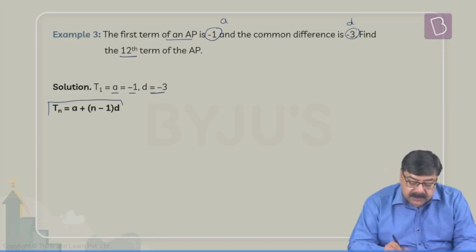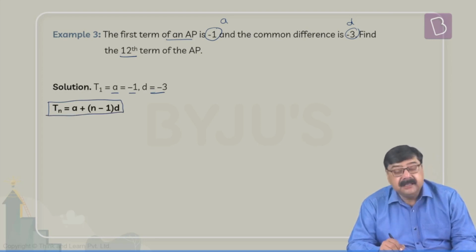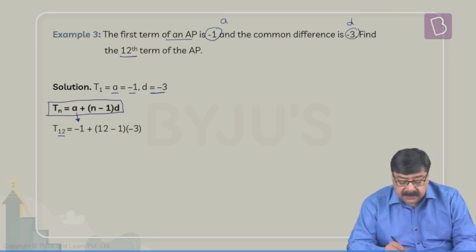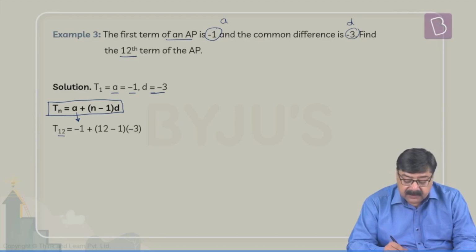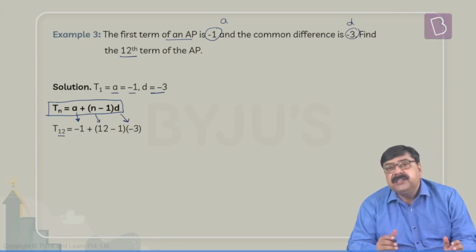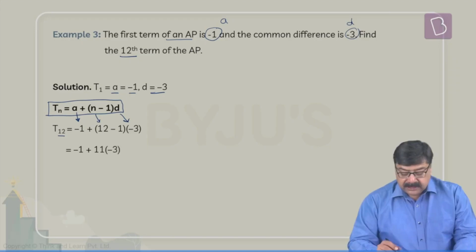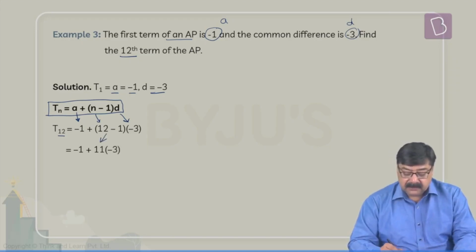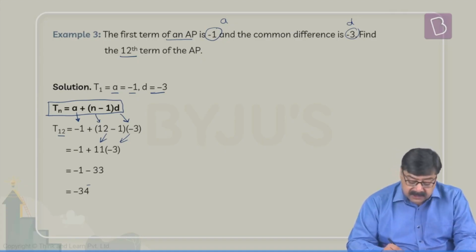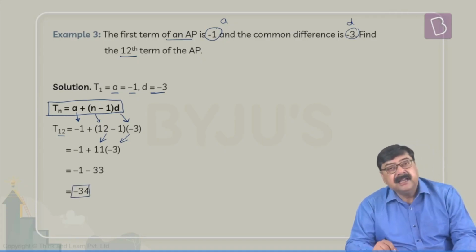So using the general expression for finding the nth term, we shall find the 12th term as A is minus 1, N is 12 and D is minus 3. So we just need to substitute these values in place of these variables. So hence this becomes minus 1 plus 12 minus 1 is 11 into minus 3. So minus 1 minus 33, which gives us minus 34 as the answer.